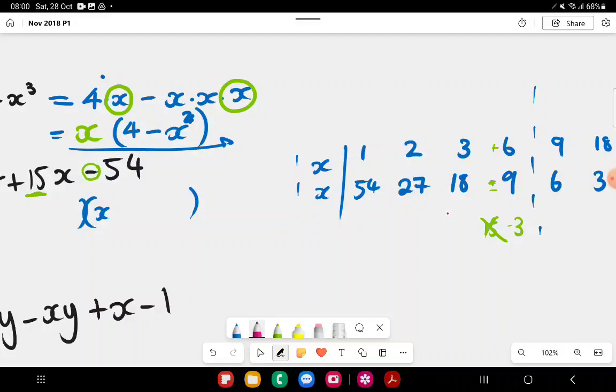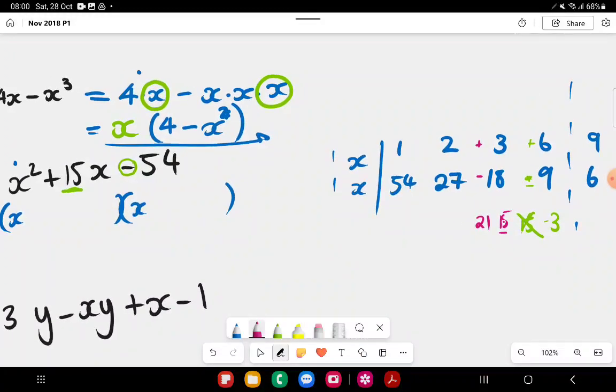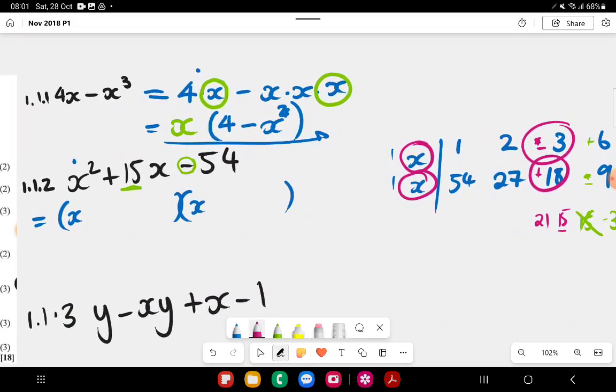If I add them, 18 plus 3 gives me 21. 18 minus 3 will give me 15. That looks like the 15 I want. If I say plus 3 minus 18, that's going to give me minus 15. If I say plus 18 minus 3, that's going to give me plus 15. That's what I want. So my factors are going to be x minus 3, x plus 18. And that's it. That is your answer for this question.